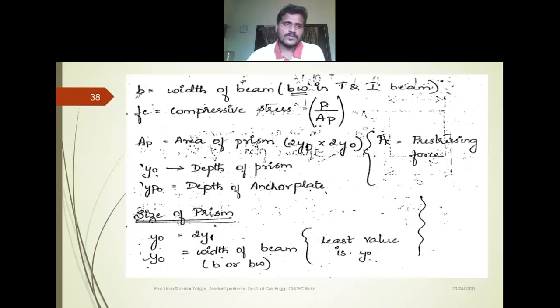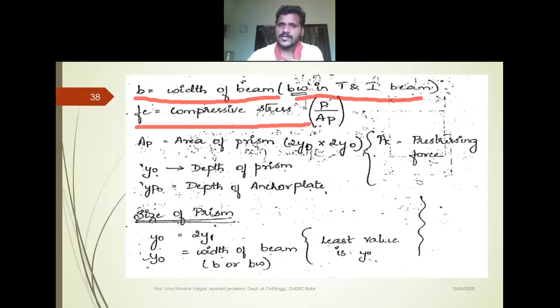Now we know that B is the breadth of the beam whenever it is a rectangular section, or B W whenever it is a T section or I section beam. F C is the compressive stress, calculated by P by A P, where P is the pre-stressing force and A P is the area of the pre-stressing steel. By using this formula, we can calculate the compressive stress. Sometimes it is also taken as the area of the prism. The area of the prism is equal to Y naught into Y naught. It is not 2 times Y P naught.